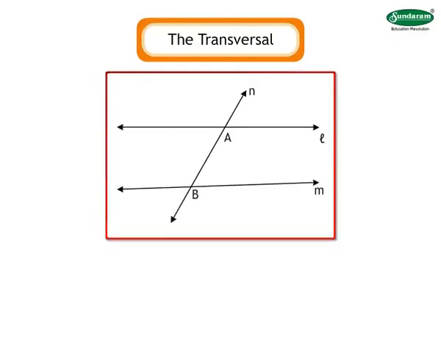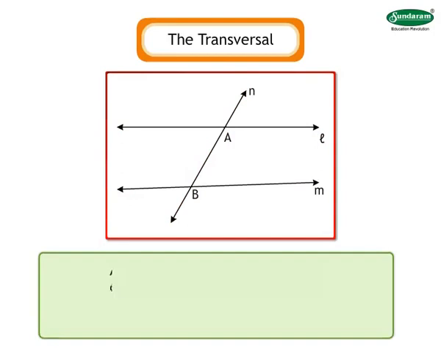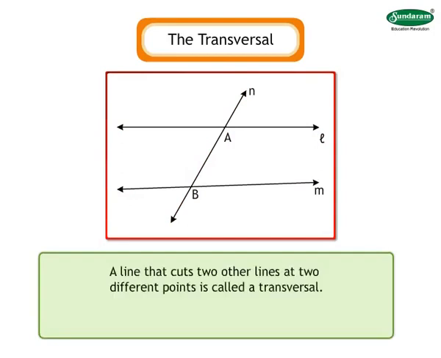Now let's study about the transversal. Look at the figure. Here, line N intersects the line L and the line M at point A and B respectively. A line that cuts two other lines at two different points is called a transversal. Here, line N is the transversal of the line L and the line M.